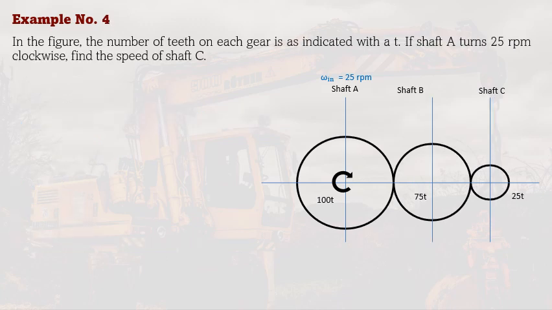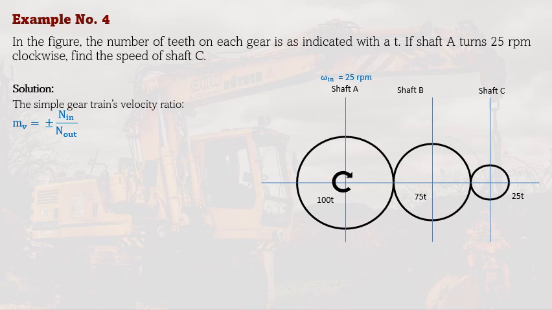And then we have here another figure wherein the number of teeth on each gear is indicated also. Shaft A turns 25 RPM clockwise. We are going to find the speed of shaft C. So this time we have a simple gear train. There's no shaft that contains two gears. So the solution would be, for the simple gear train's velocity ratio, it is just equal to negative of the number of teeth of the input gear over the number of teeth of the output gear.